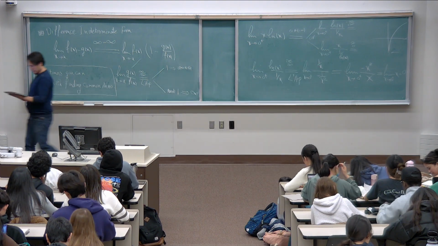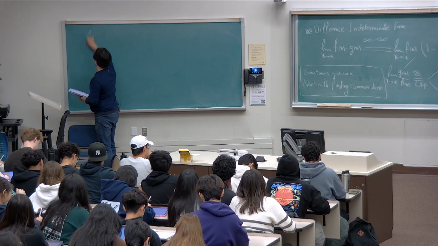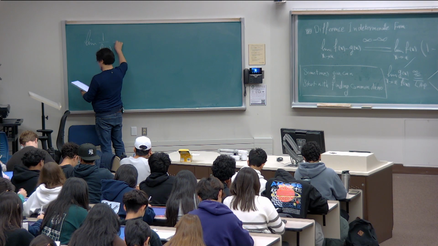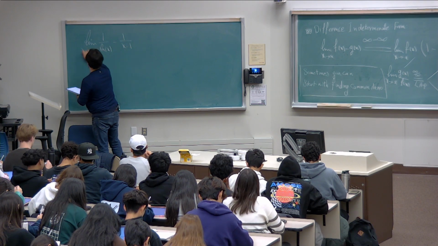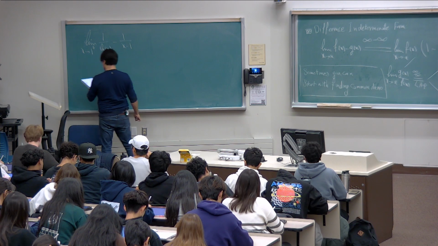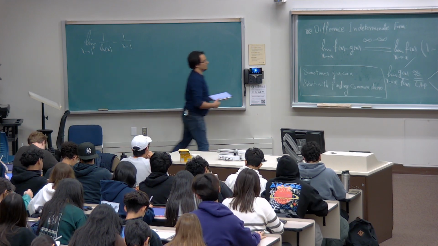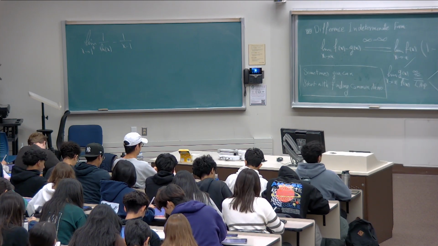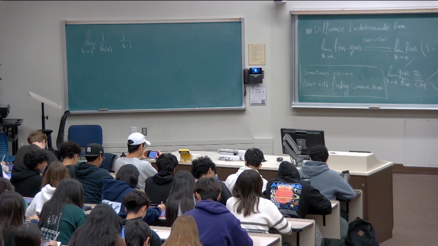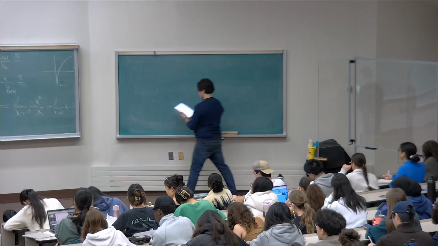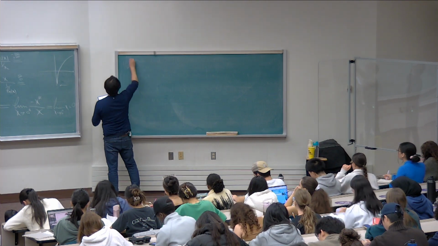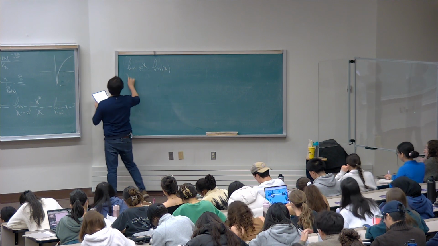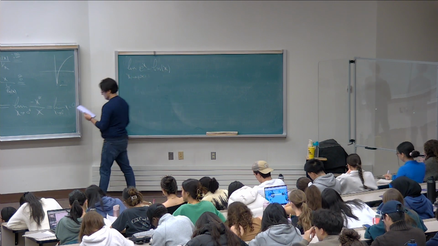I'll write this example here. Limit of 1 over ln x minus 1 over x minus 1 as x approaches 1 from the right. And I have another one. I'll keep this one for my last indeterminate forms. I'll write it here. Limit of e to the power x minus 1 as x goes to plus infinity.